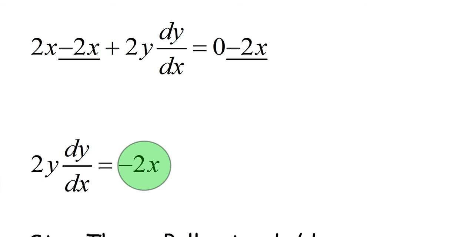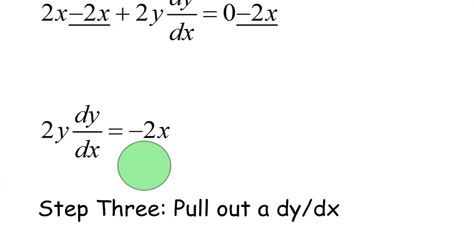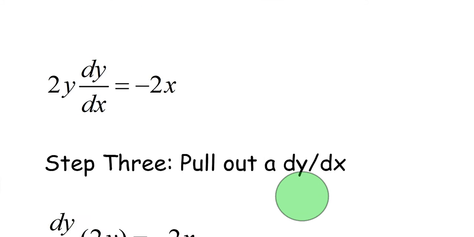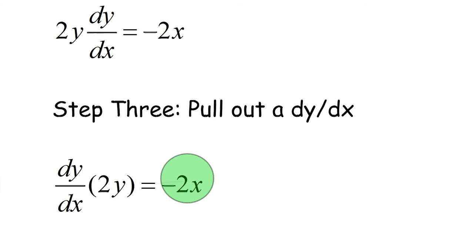Well, the next step is going to look a little weird at first, but it's because sometimes you have multiple dy dx's, which we'll see in further examples. The next step is to pull out dy dx. If there were more than one dy dx, you'd pull them both out. In this case, we're just going to move this dy dx to the left and pull it out. This step is important because a lot of times you have multiple dy dx's. You don't have to do it for this example, since there's only one, but I'm teaching you this step so you'll know it for the future. When you pull it out, it'll be dy dx times 2y equals negative 2x.